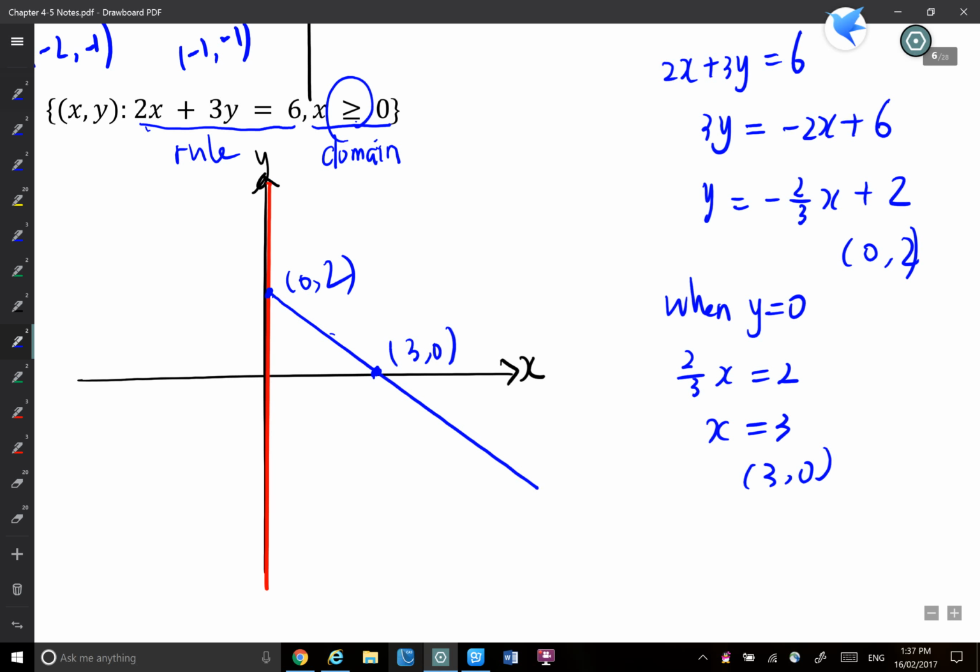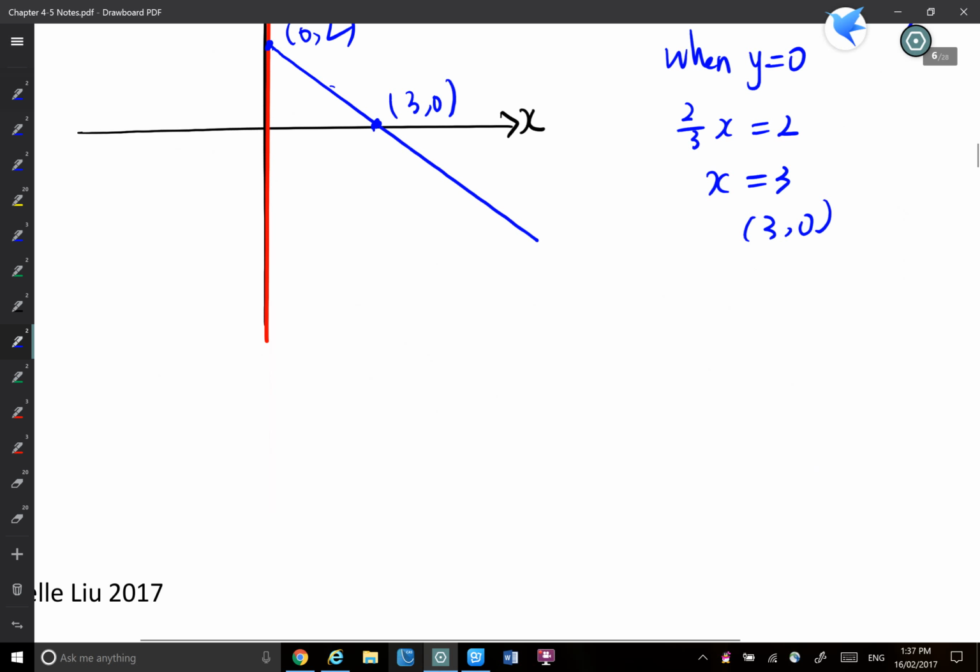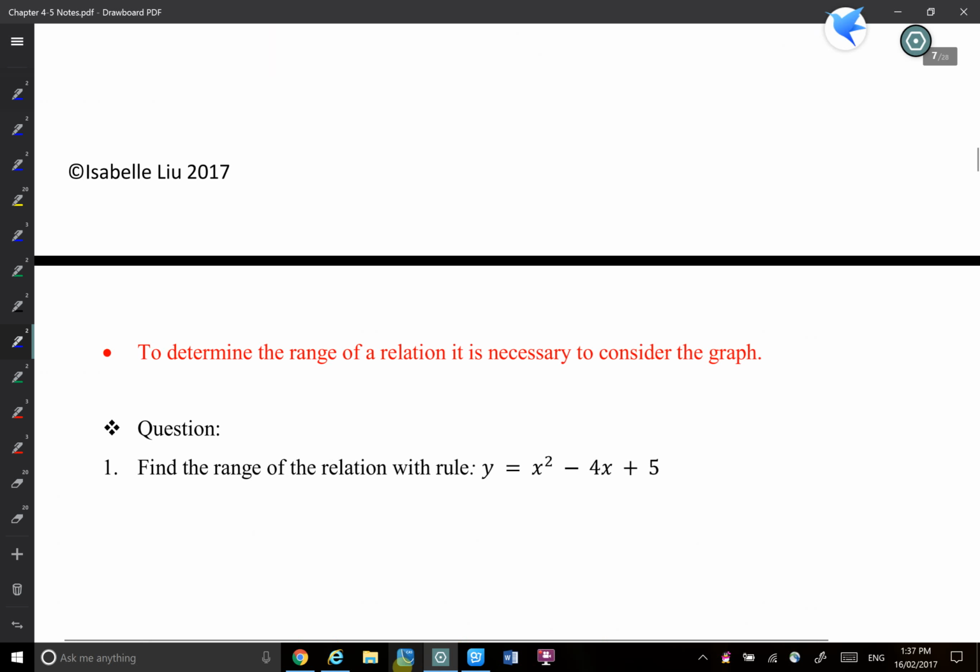And also you need to label endpoints. So you must label 0, 2, and also need to label the x, y intercepts. So 3, 0 must be labeled. Any question about this? No? If no question, moving on.